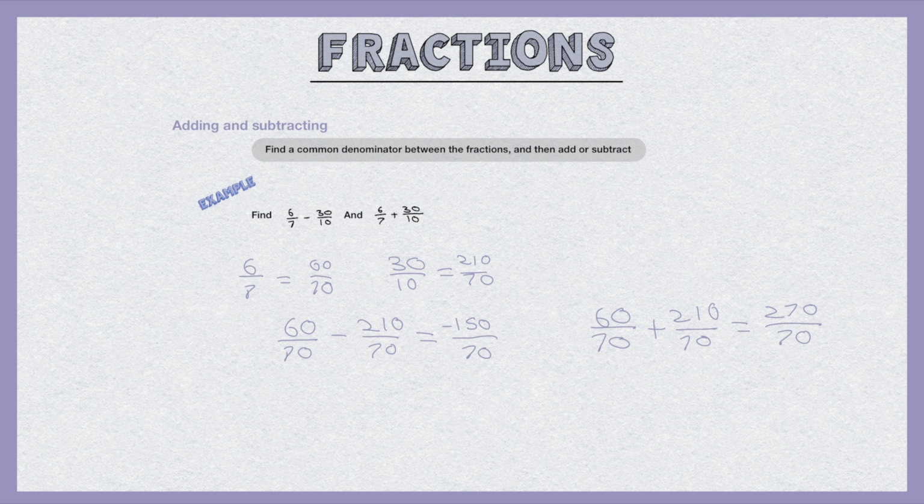You basically got to find a common denominator between the numbers, and then you can add them simply without changing the bottom denominator at all. You just add the numerator, which is the top number.